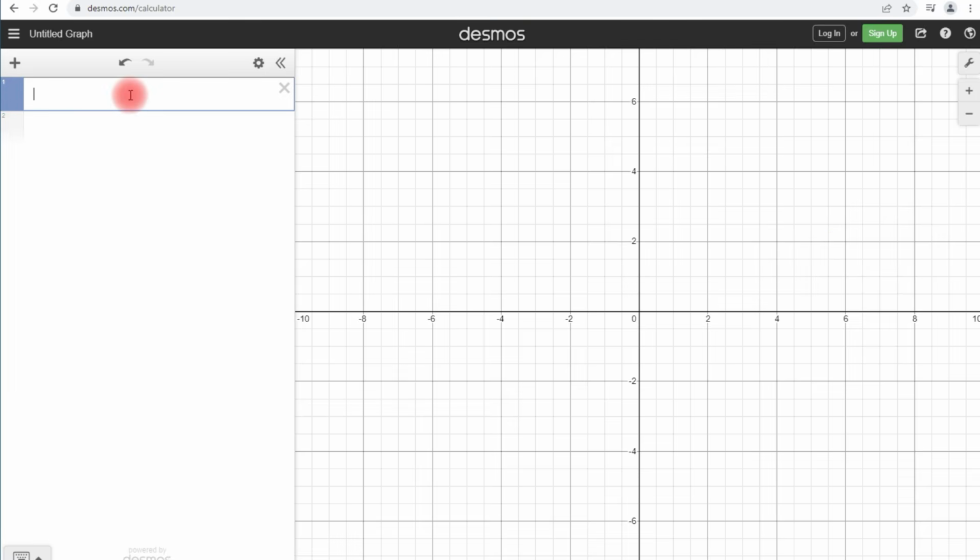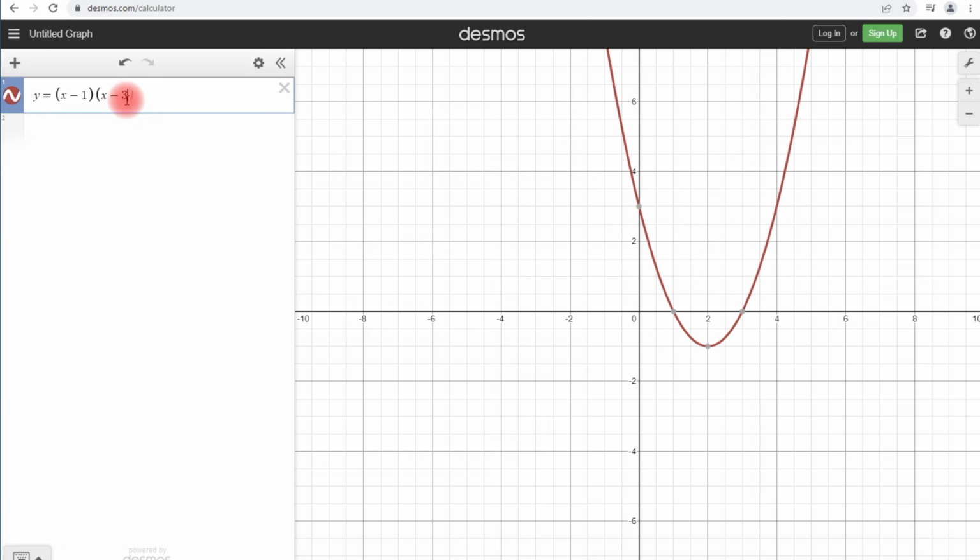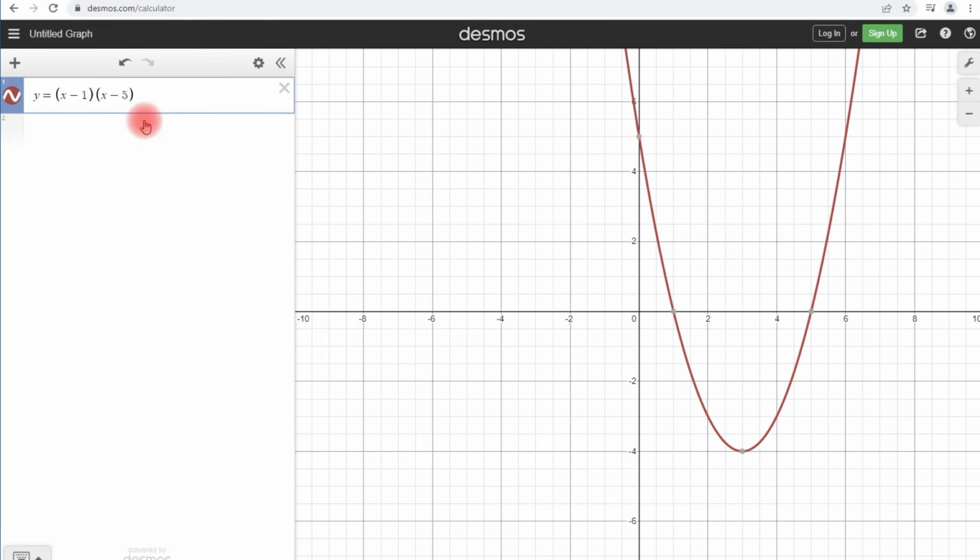Now let's go ahead and confirm our answer with an online graphing calculator. And so we could see the x-intercepts at 1 and at 3. Well, I put in the wrong one. This is supposed to be 5. So now the x-intercepts are at 1 and 5, but the vertex has an x-coordinate of 3, which is the midpoint of 1 and 5.